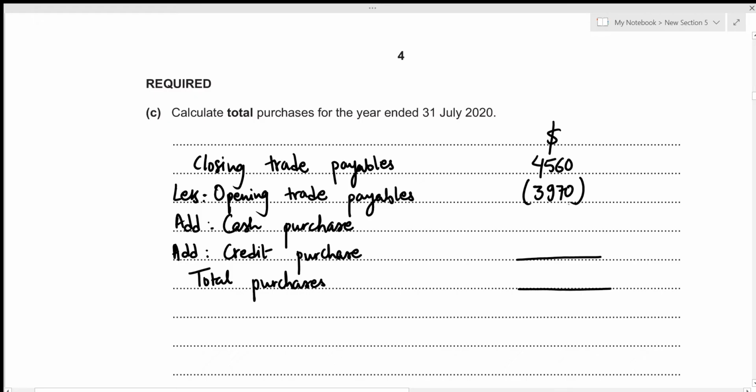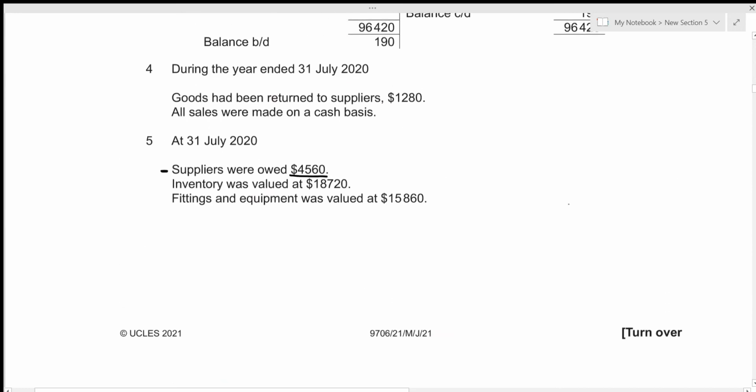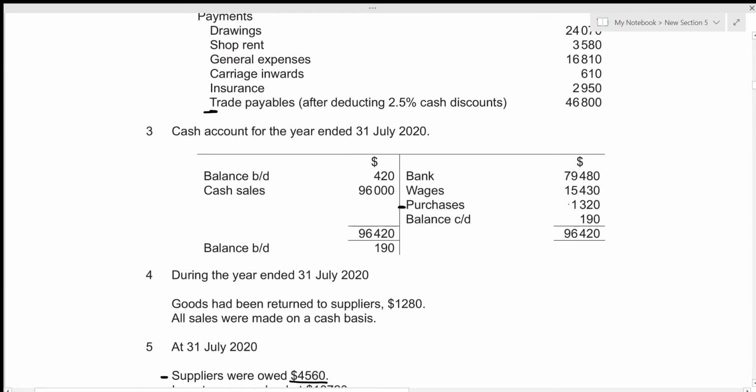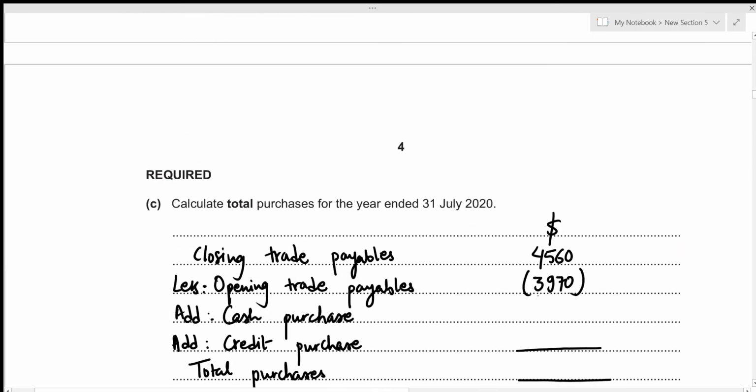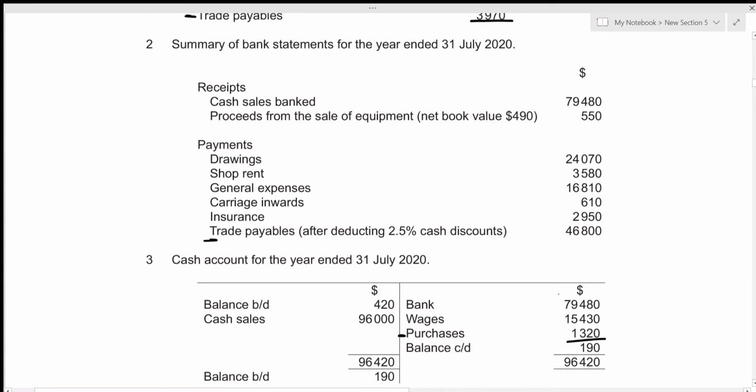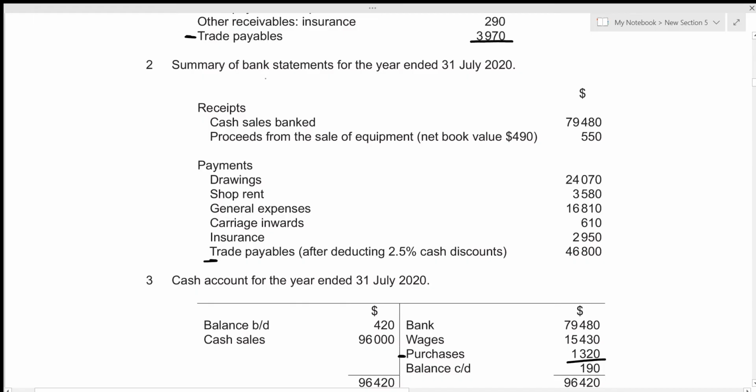Now for the cash purchase, it is mentioned under the cash account, right? And the purchases is of 1,320. So we need to add this amount. So that's 1,320. Now for the credit purchase, that's given in the summary of bank statements.